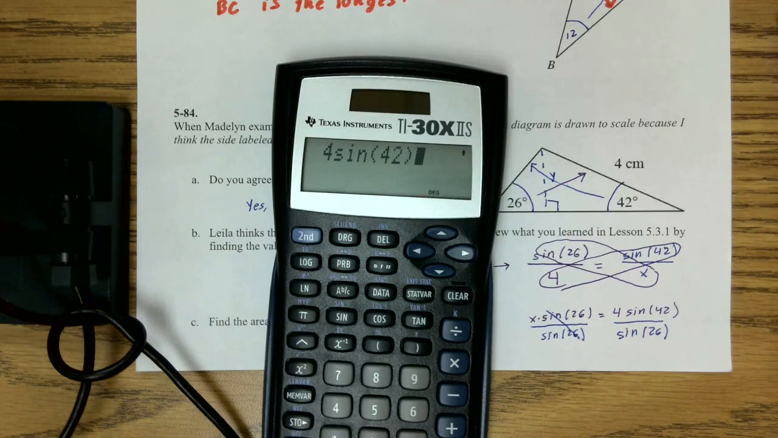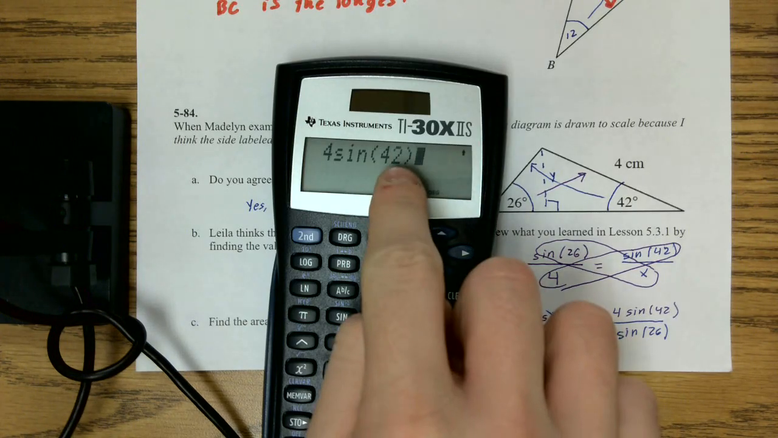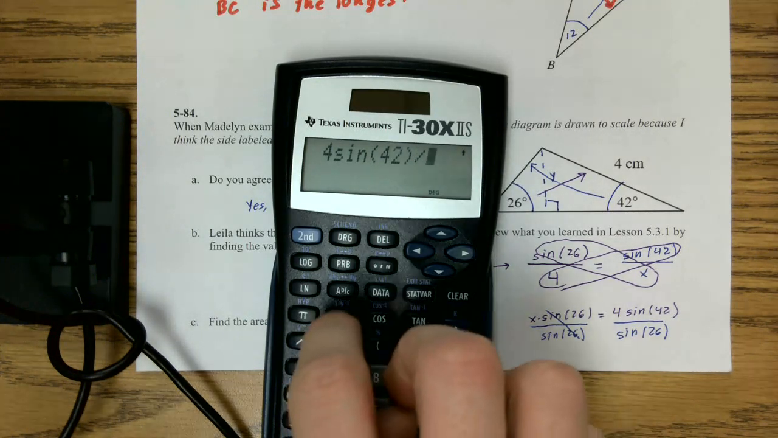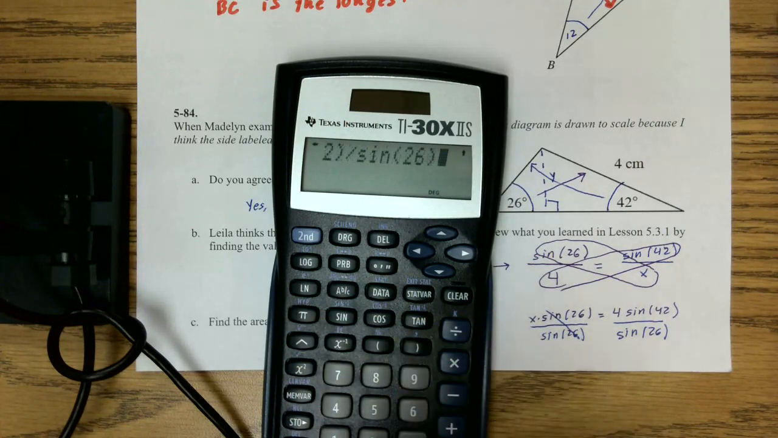Very important, make sure that you close this parenthesis right here, because otherwise what's going to end up happening is you're going to end up dividing the 42 with the sine of 26 within the other sine function. So in this case, you don't want to do that, because again, that sine 42 is the angle that's associated with that missing side. So therefore, we divide then by the value of sine of 26. Close that up. And then what we do is we hit the enter button.